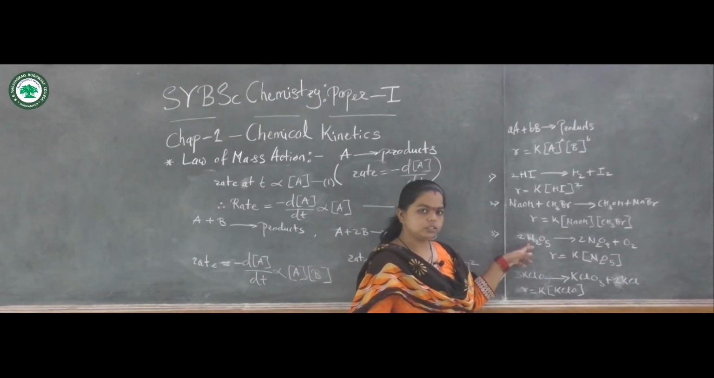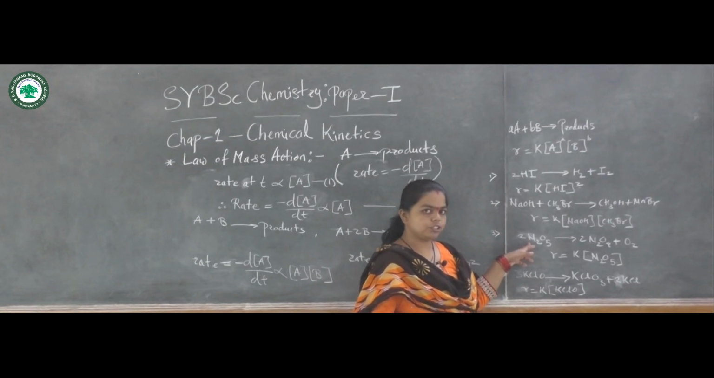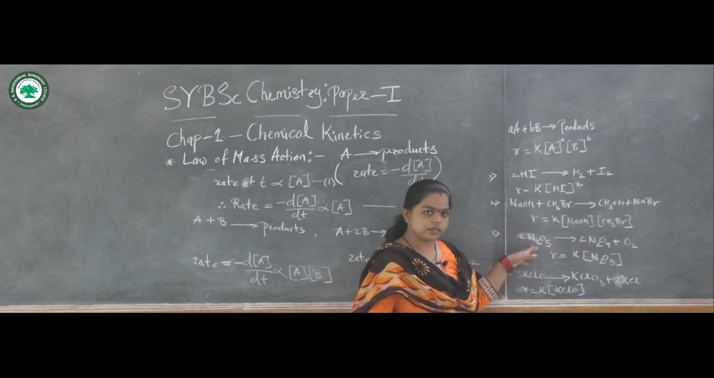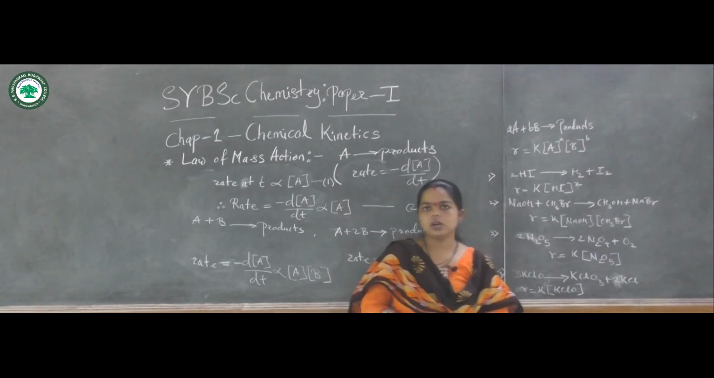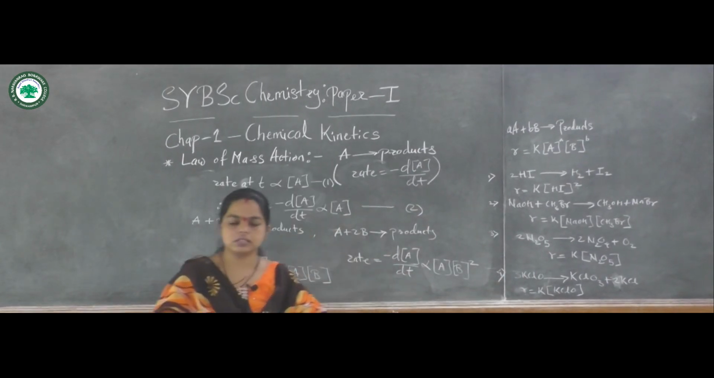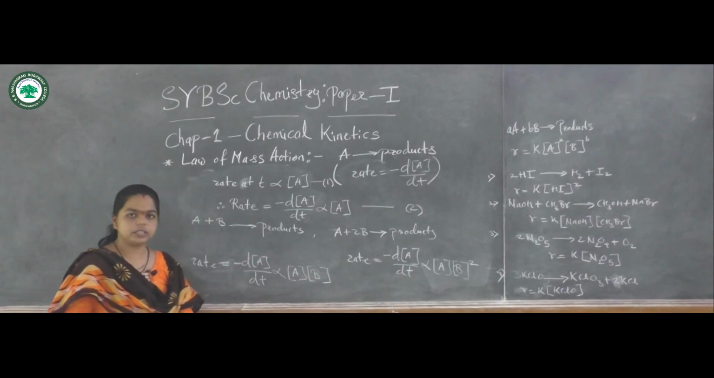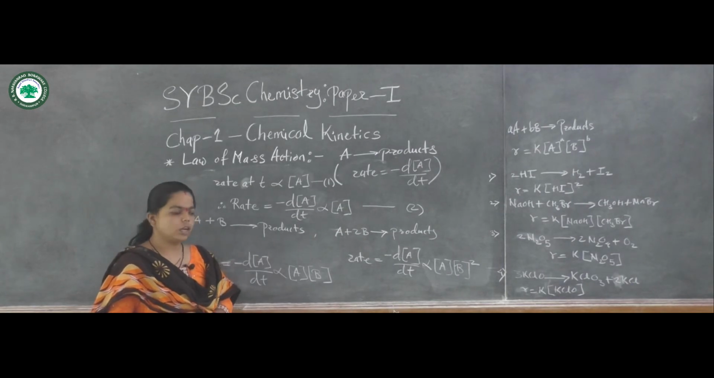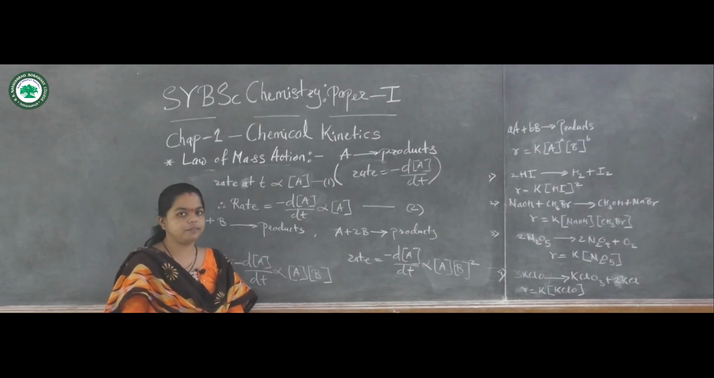The exponents being the stoichiometric coefficients is given by the law of mass action, but it is not obeyed all the time. So this is the law of mass action or the rate law given for the rate of the reaction. Now the next point, we will see the significance of the rate constant.